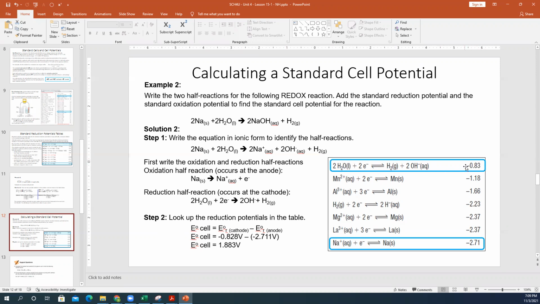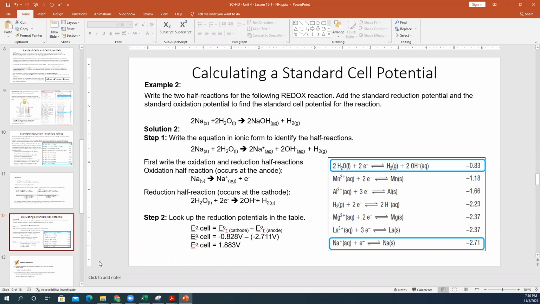And the value is negative 0.83. We write that down. Minus, so we write down our minus and we look up the standard cell potential for the reaction that's happening at our anode. And what's happening at the anode is this half cell reaction. And on the table, we locate this very reaction right here, and we write down the value for it. Bring over the value, put it into your equation, do the math, and you'll end up with the correct value for the standard cell potential for this reaction.